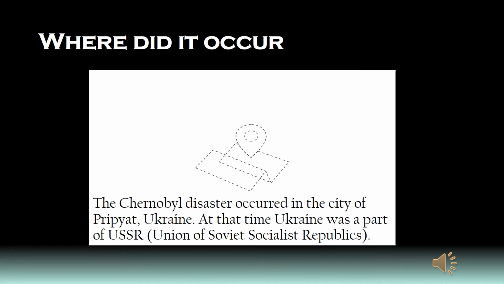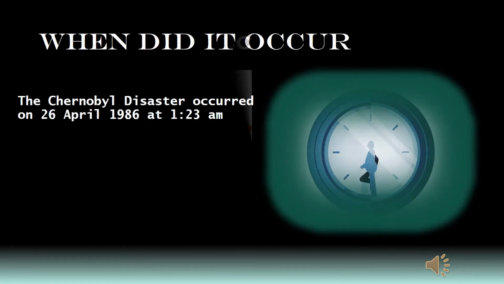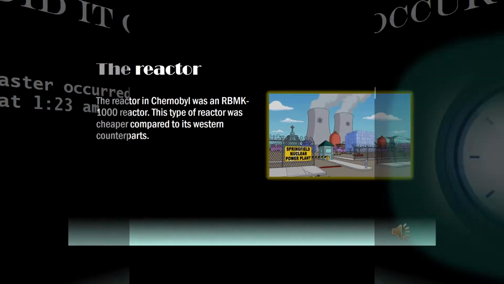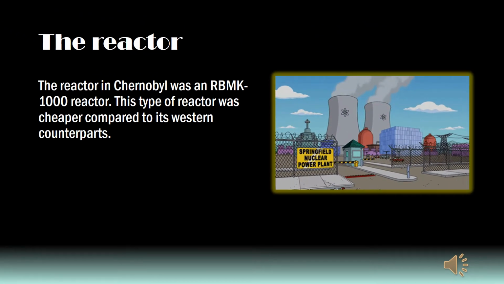The Chernobyl disaster occurred in the city of Pripyat, Ukraine. At that time Ukraine was a part of USSR, Union of Soviet Socialist Republics. The Chernobyl disaster occurred on the 26th of April 1986 at 1:23 a.m. The reactor in Chernobyl was an RBMK 1000 reactor. This type of reactor was cheaper compared to its Western counterparts.